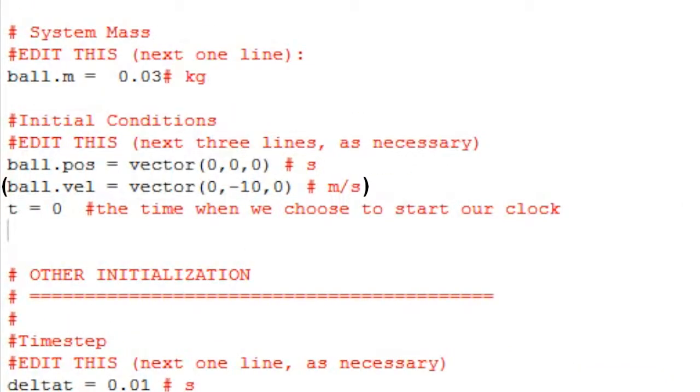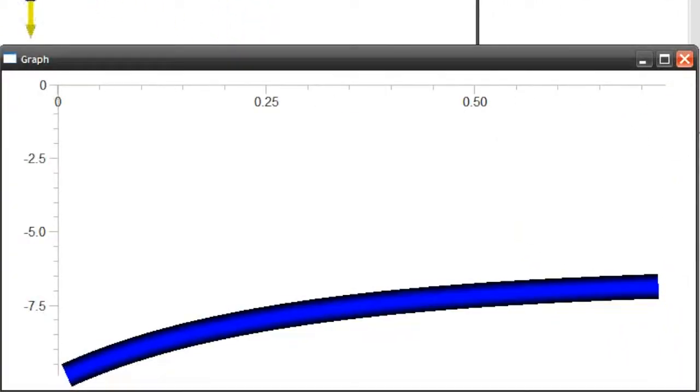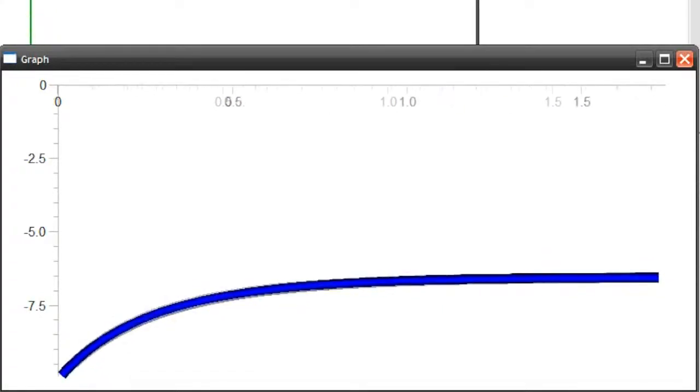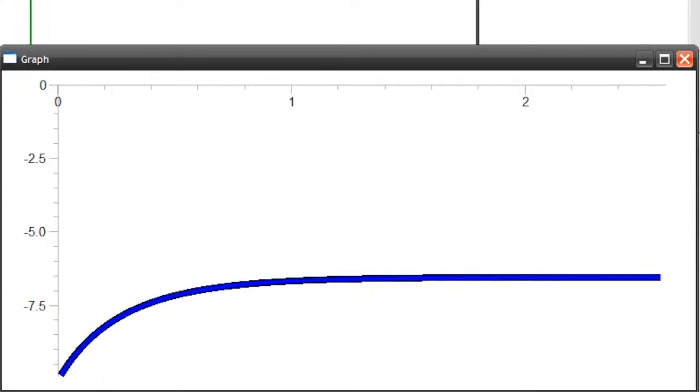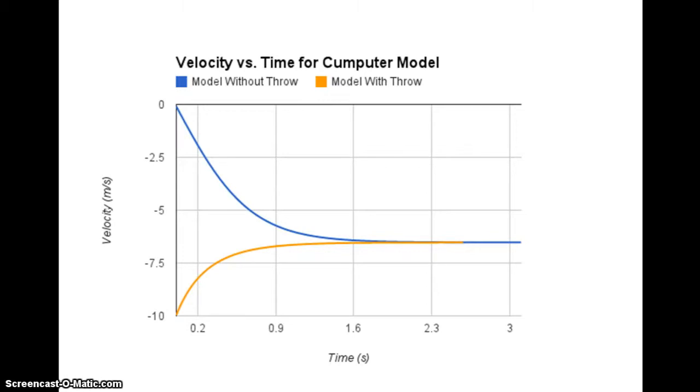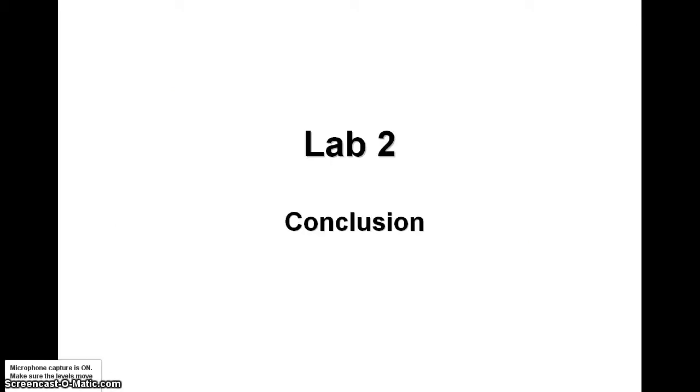I then reran the same model, only this time I set the initial velocity to be equal to -10 in the y direction to simulate the throw. Once again, I plotted the velocity as a function of time. Here is a graph comparing the velocity versus time for the two models, and, as you can see, they both have the same terminal velocity. This concludes Lab 2.